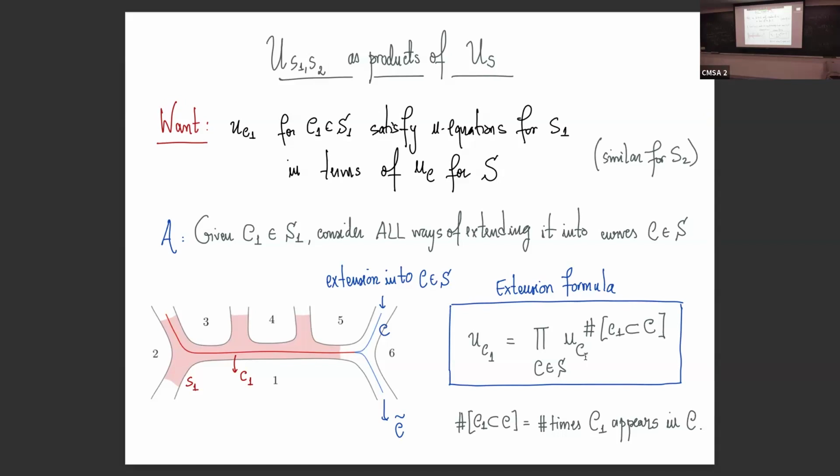So more in particular, here I say that the u_C1 in the subsurface, I take the product over all the curves on the big surface, where the exponent is basically the number of times that the little curve C1 is contained inside this big curve C. So here I have an example. If my subsurface is this shaded pink region, one possible curve is this C1, and the two ways of extending into the big surface would be these continuations in blue.